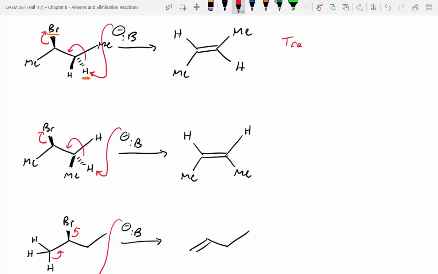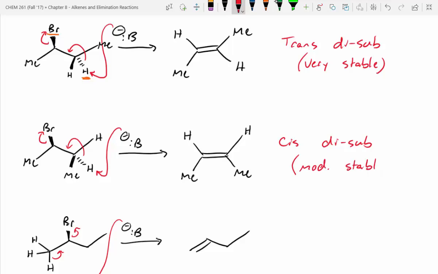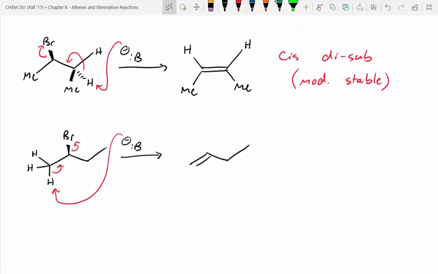So this would be trans, di substituted. This would be very stable. This would be cis di substituted. This would be moderately stable. And then what about the bottom one? How would we classify it? Would it be mono, di, tri, tetra? Mono substituted. Would it be cis or trans? Or neither? For this bottom one, can we classify it as cis or trans? No. So in this case, we would just say mono substituted. And this would be our least stable product.